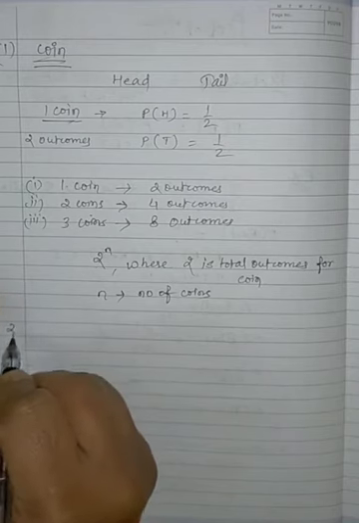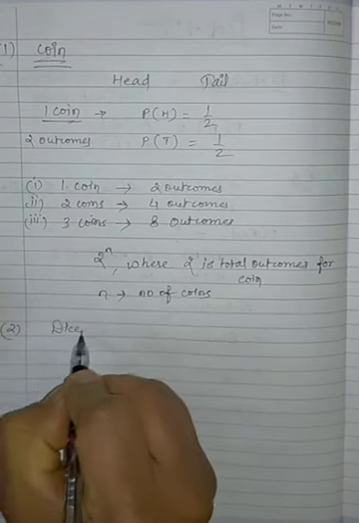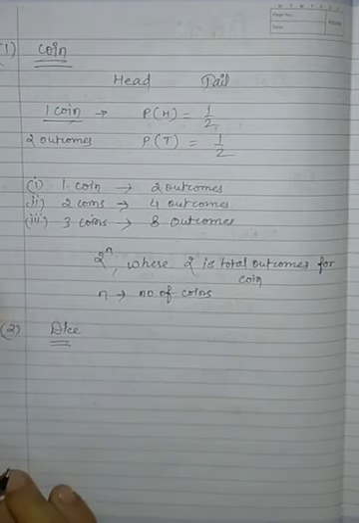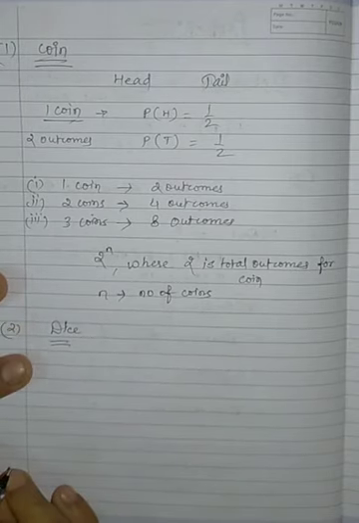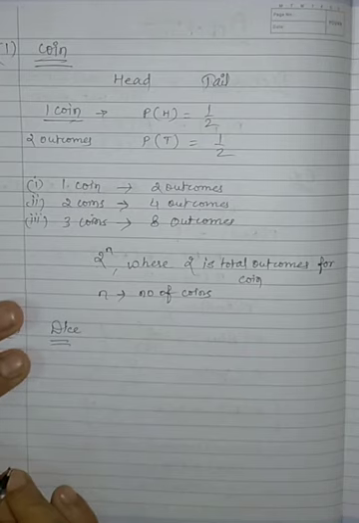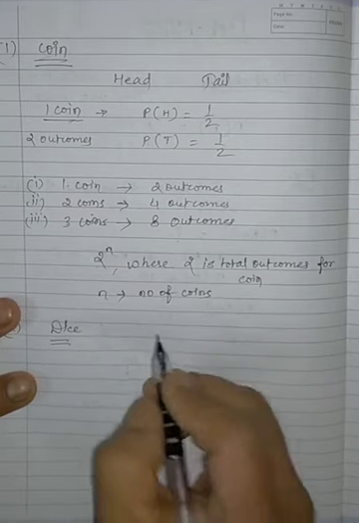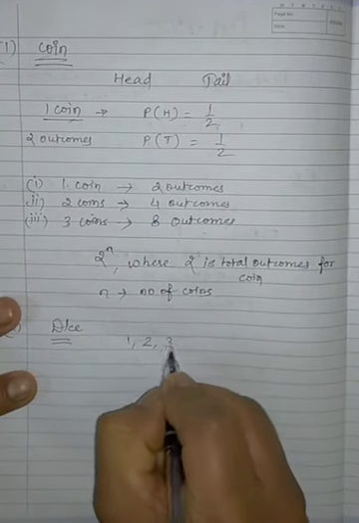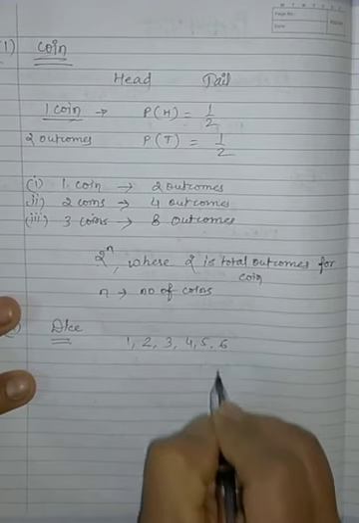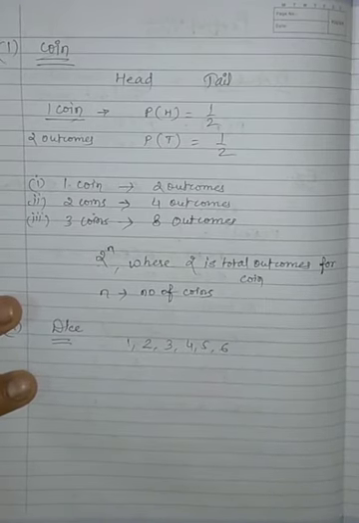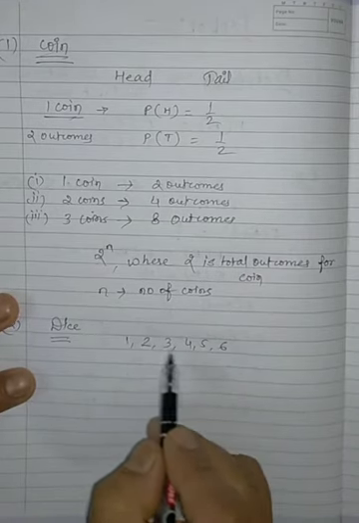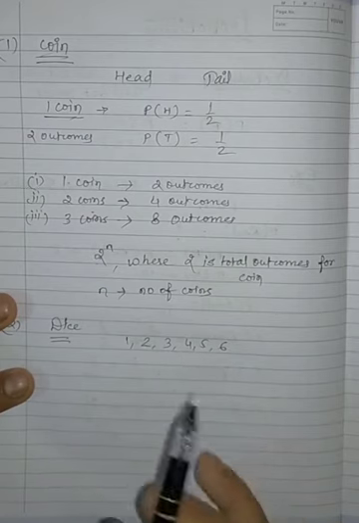Similarly, if we are given a dice, a Ludo dice, then in a Ludo dice you will see that there are 6 faces like a cube and 6 numbers are marked on it. These numbers are 1, 2, 3, 4, 5, 6. The total outcomes are 6. The outcomes are 1, 2, 3, 4, 5, 6, and each number is given only once.